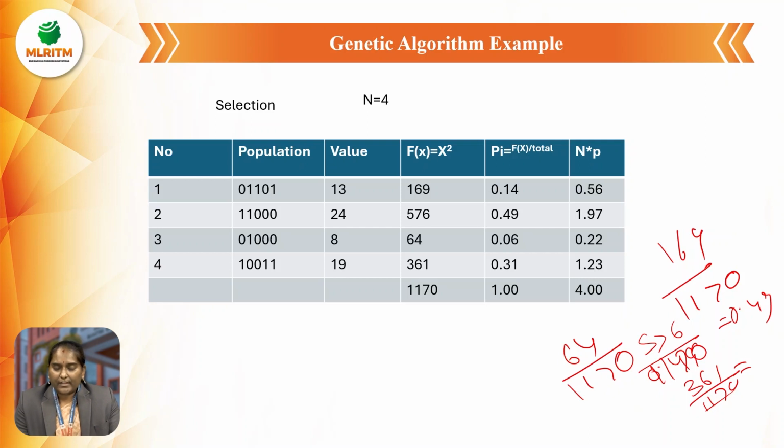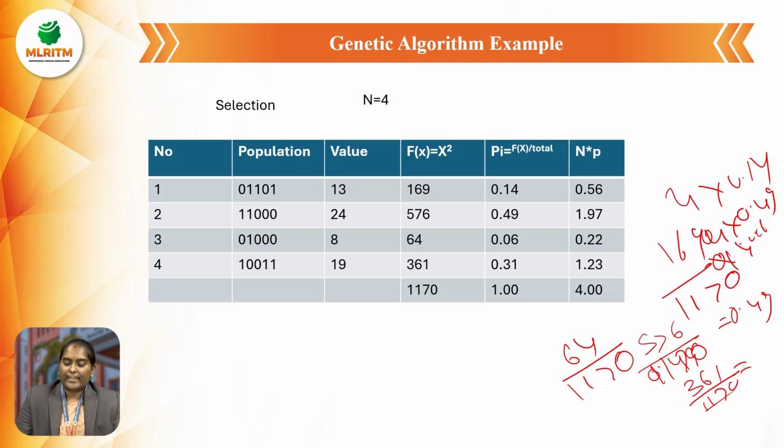And next, finally we have to calculate the expected value of n into P. Here the n value is equal to 4. So 4 into 0.14, 0.59, 1.97, 0.22. So we have to calculate the n value: 4 into 0.14, 4 into 0.49, 4 into 0.06, like that you have to calculate.